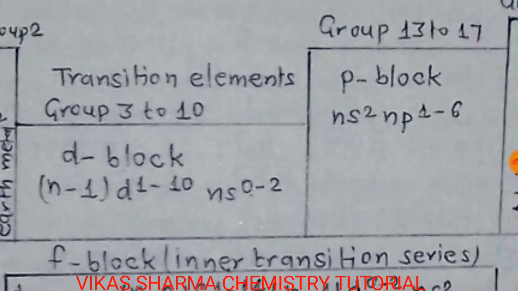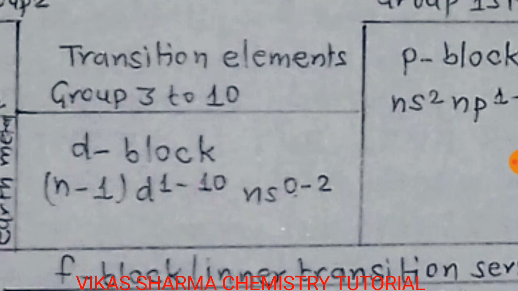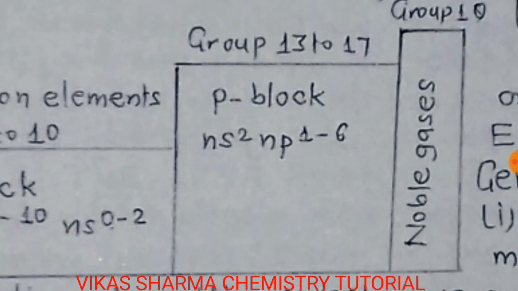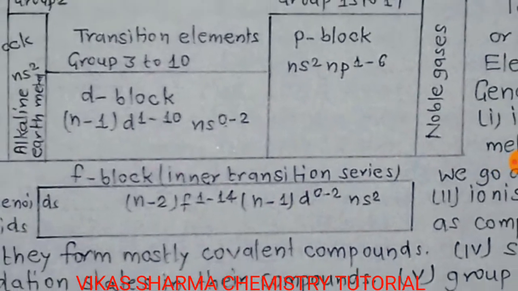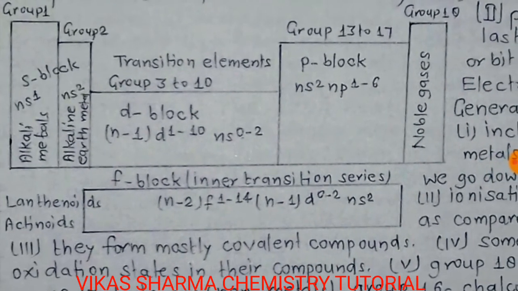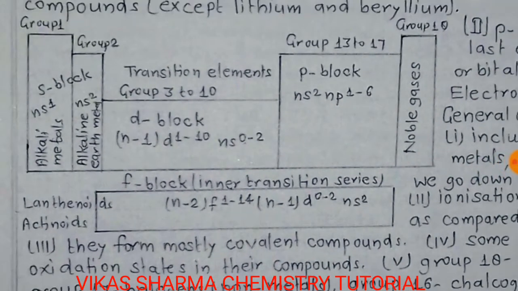Then student, transition elements, group 3 to 10, are known as D block elements. These are the electronic configuration. Student, this portion, group 13 to 17, are P block elements, whose configuration you have seen. Student, the lanthanide and actinide series are known as F block.